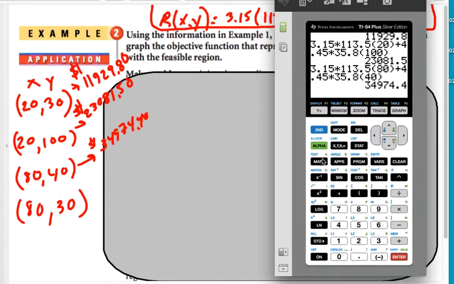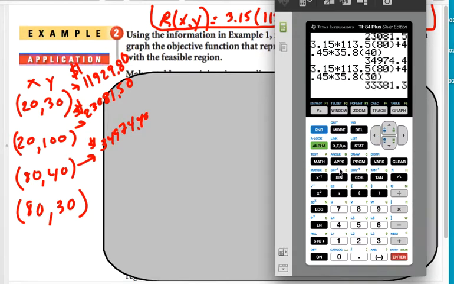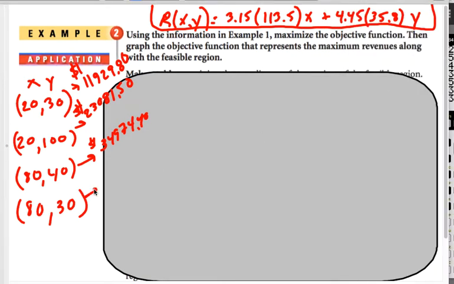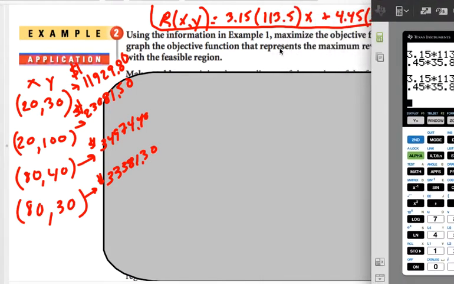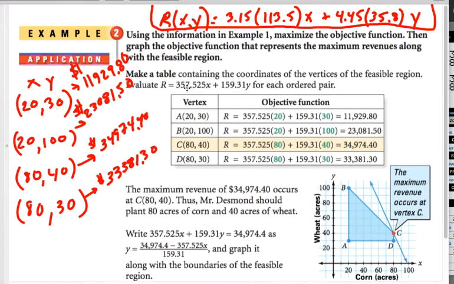And then we already know the last one's not going to be the biggest if I hit second enter, because as I mentioned before, if you're not using every acre of land you have, it can't possibly be the best possible situation. And sure enough, that's less money. So I end up with this being 33,381.30. Okay, so now that you've seen how we did that in the calculator, I'm going to go ahead and show you that that's really all that this did. And sure enough, you'll find that C is the one that maximizes our money. So C is the best option.